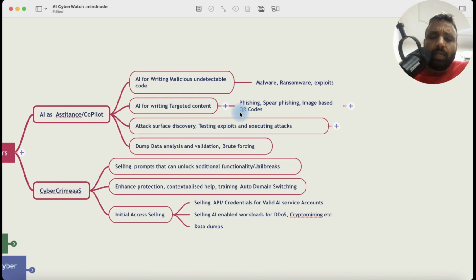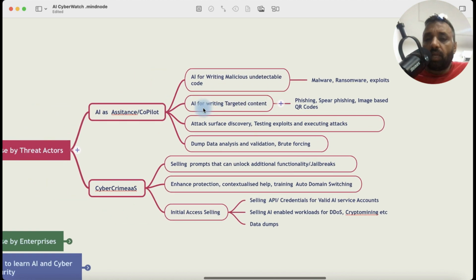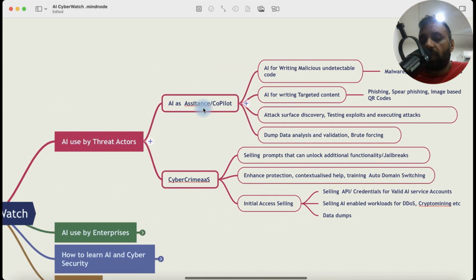Third thing would be easy stuff, low hanging fruits, which is initial access selling. We have already seen incidents where on dark web forums, credentials for valid AI-based service accounts are getting sold. This includes API-based access or login passwords, and then of course selling of AI-enabled workloads for usage in DDoS attacks or crypto mining, and of course the data dumps. So those are the use cases for threat actors using AI.